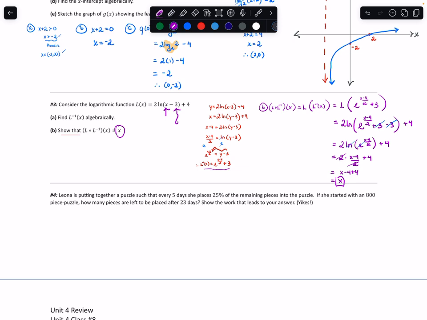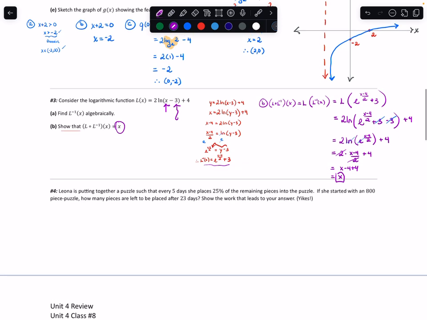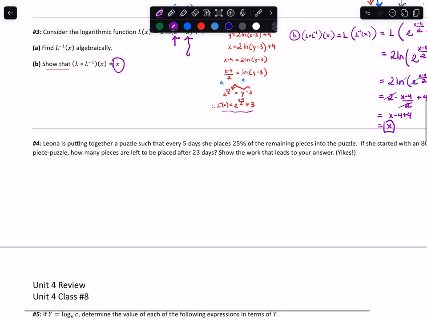That first sentence hurts my brain a little bit. If she started with an 800-piece puzzle, how many pieces are left to be placed after 23 days? Show the work that leads to your answer. Yikes. So, right, every 5 days she uses up 25% of the remaining pieces left every day. So I kind of like writing this stuff, right?